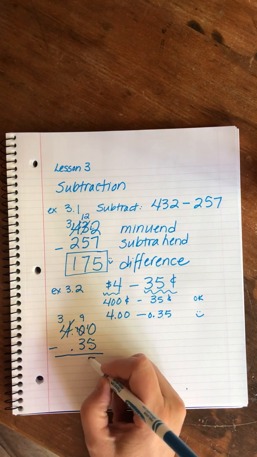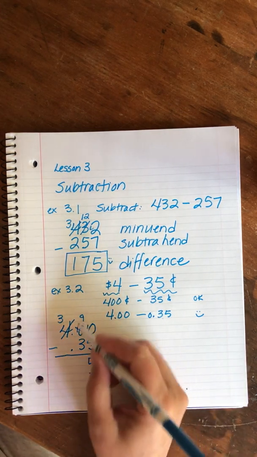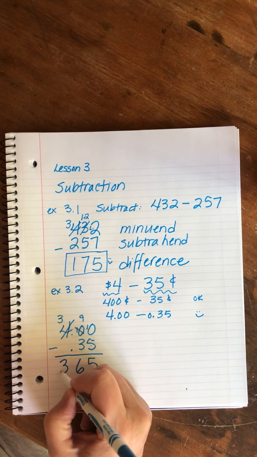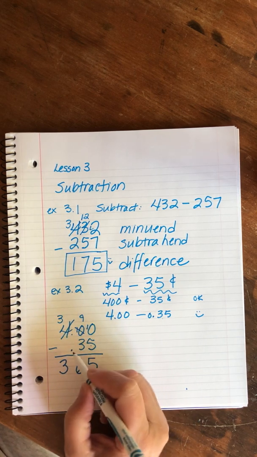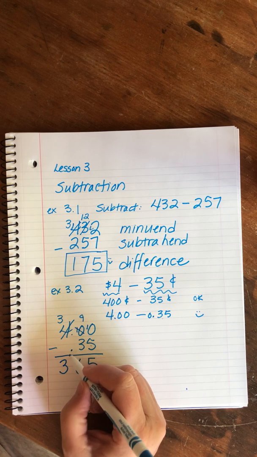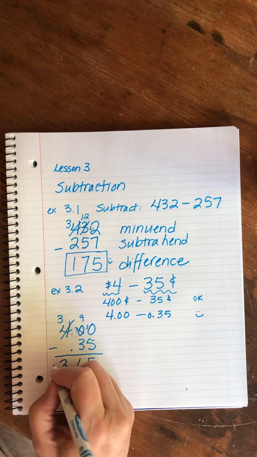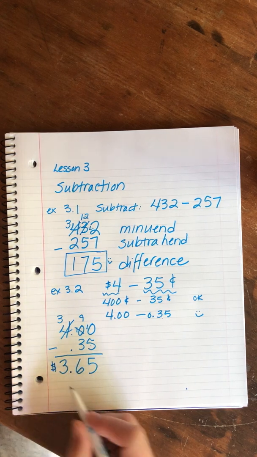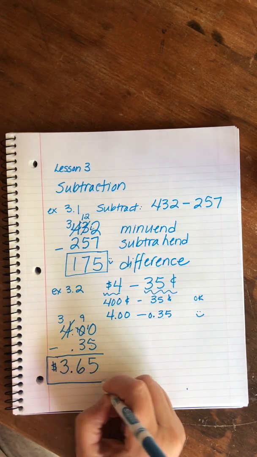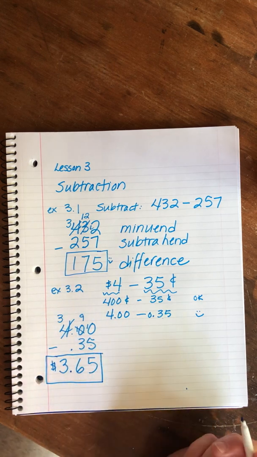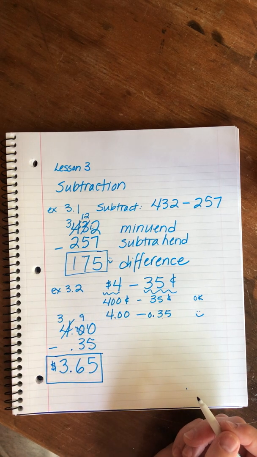10 minus 5, 5. 9 minus 3, 6. 3 minus nothing, 3. And remember, with decimals, you can ignore them while you're working. You just line them up, and then you bring it straight down. So our final answer is $3. And notice I put the dollar sign back on my answer. It's not necessary to have it on there as you're working, but at the end, yay. Okay.